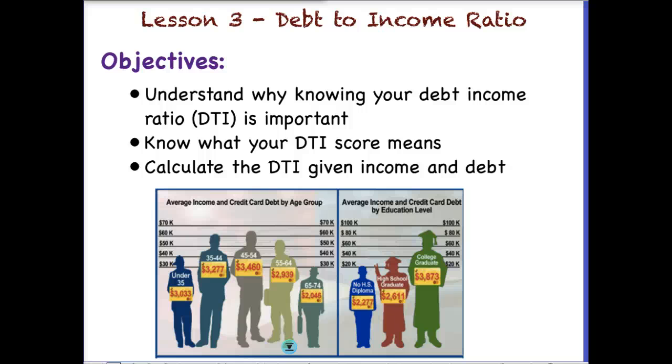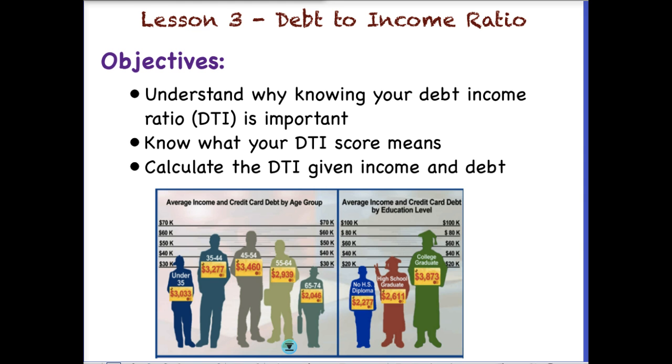Welcome to Lesson 3, Debt to Income Ratio. Our objectives are to understand why knowing your debt-to-income ratio, your DTI, is important, to know what your DTI score means, and to calculate the DTI given income and debt.